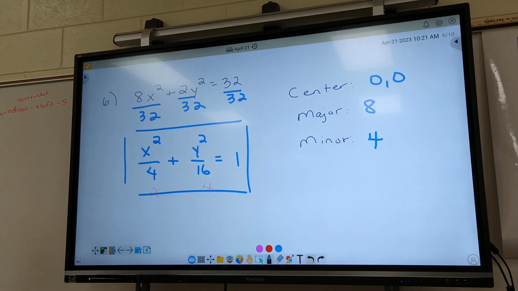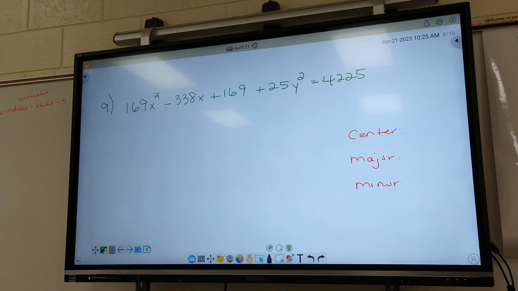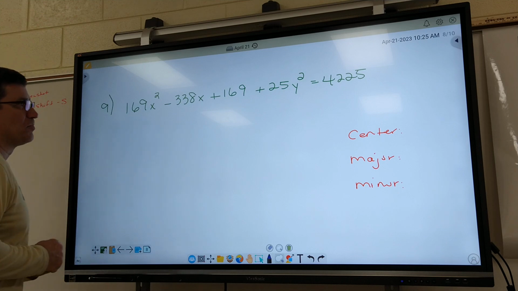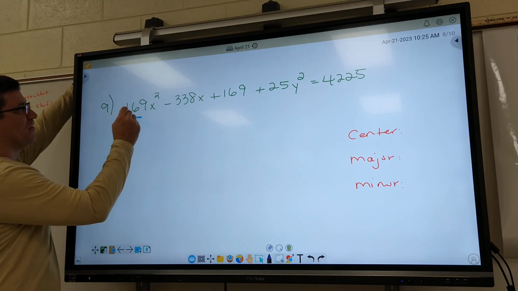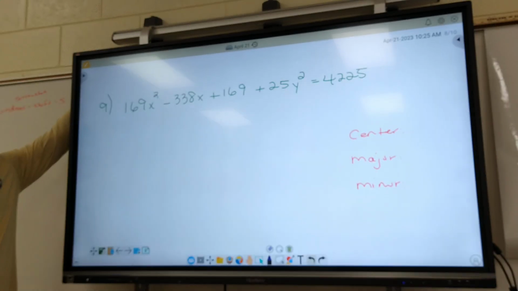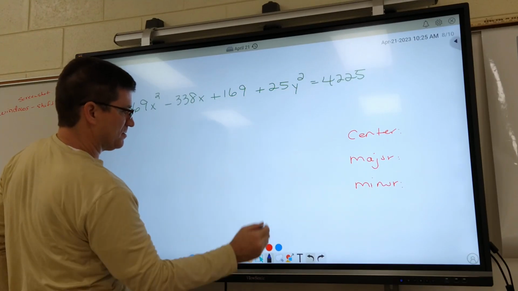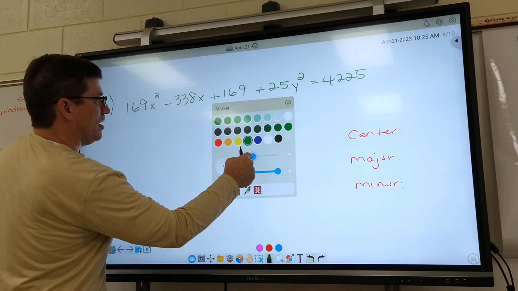Good. That's how you do 6, 7, and 8. Really quick, do 7 and 8. The circles. A lot of similarities with the circles. So we're going to put them in groups. What did we do if we had a number in front of the x squared or the y squared? We divided it. So we're going to divide this. What about the last number? You don't divide it.